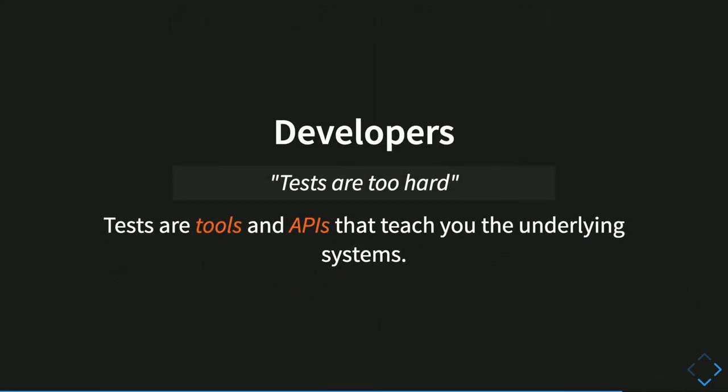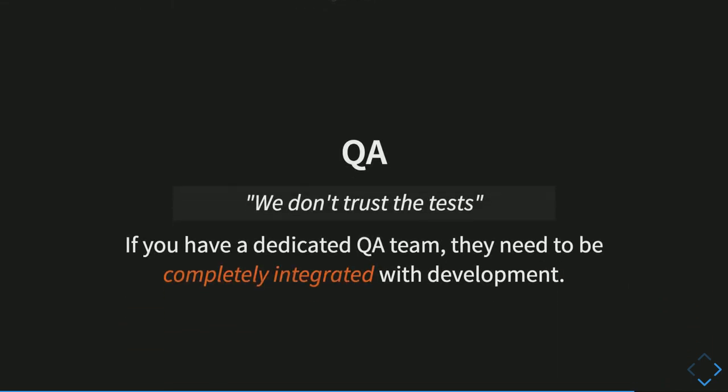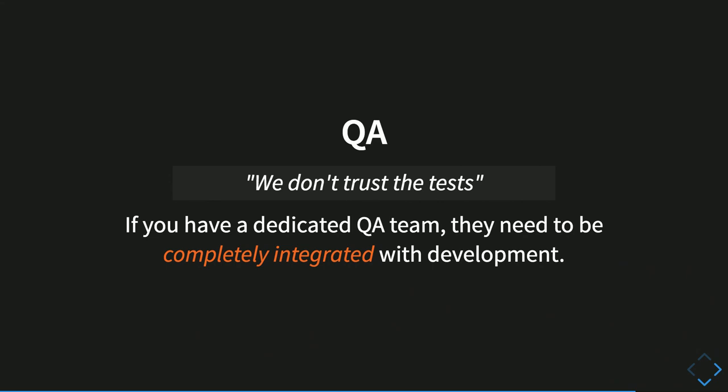So when your developers say tests are too hard, remember that tests are tools and APIs that teach you the underlying systems. If your tests are too hard, probably your code base is too hard. If your QA team doesn't trust your tests, then they need to be completely integrated with your development process. They're basically saying, we don't trust developers, which is part of their job, but also it shouldn't be. You want them to be on your scrums, on your demos. You want them to be seeing the continuous integration work that you're doing so that when you write a new BHAT test, they can say, yes, this BHAT test does what the business is expecting it to do.